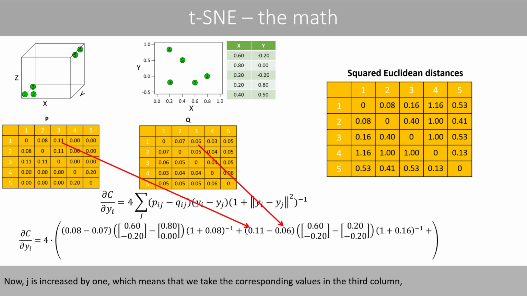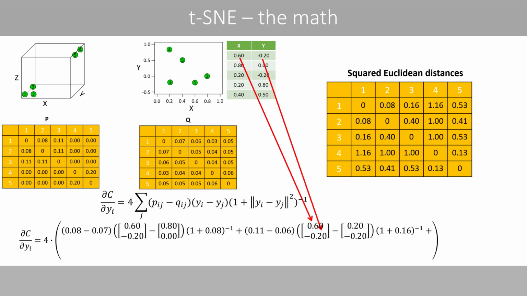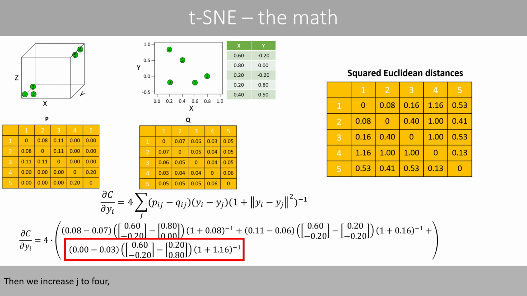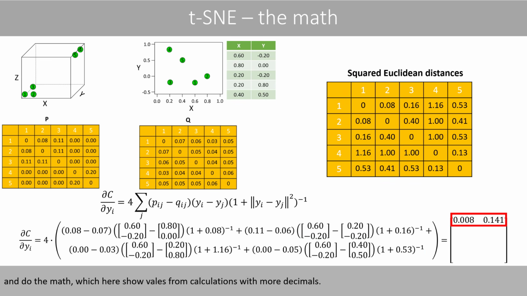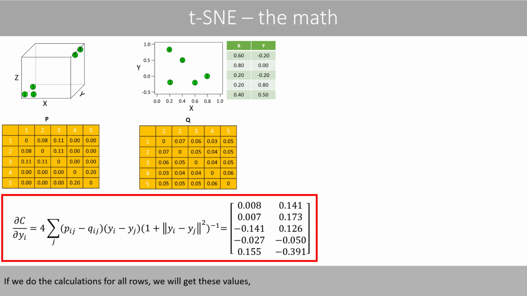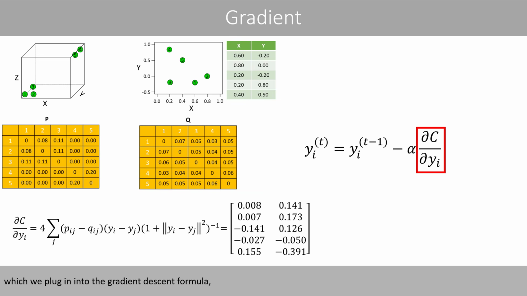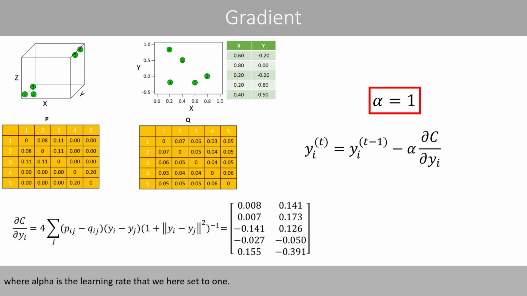Now, j is increased by 1, which means that we take the corresponding values in the third column. Then we increase j to 4 and 5 and do the math, which here show values from calculations with more decimals. Then we increase i to 2 and do the same calculations. If we do the calculations for all rows, we will get these values, which we plug in the gradient descent formula, where alpha is the learning rate that we here set to 1.